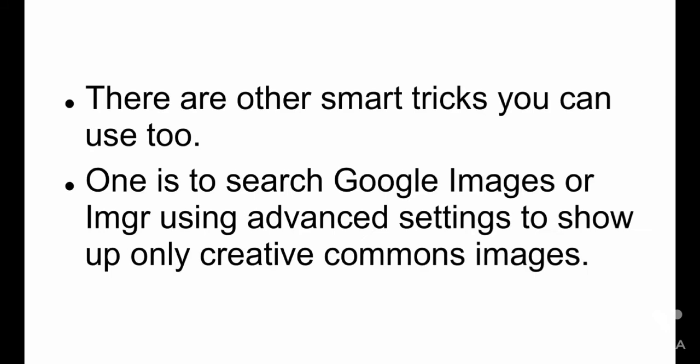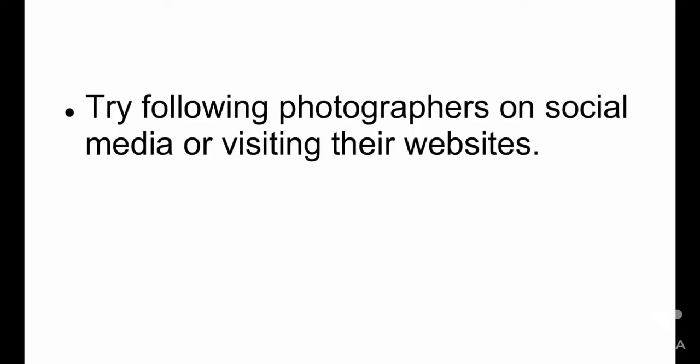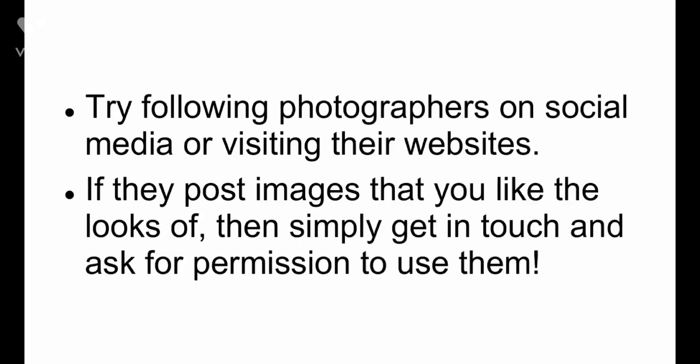One is to search Google Images or Imager using advanced settings to show up only Creative Commons images. Another useful strategy is to simply try reaching out to creators with images that you want to use. Try following photographers on social media or visiting their websites. If they post images that you like the looks of, then simply get in touch and ask for permission to use them.